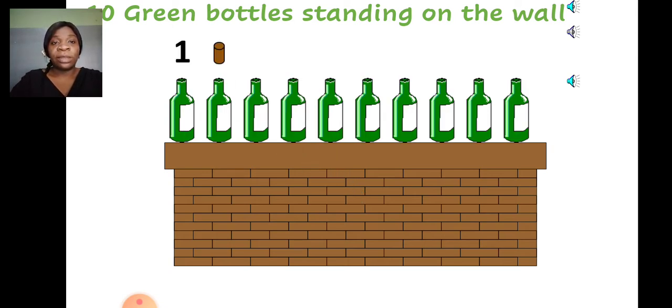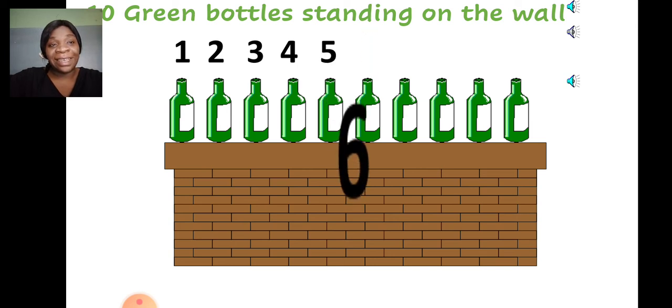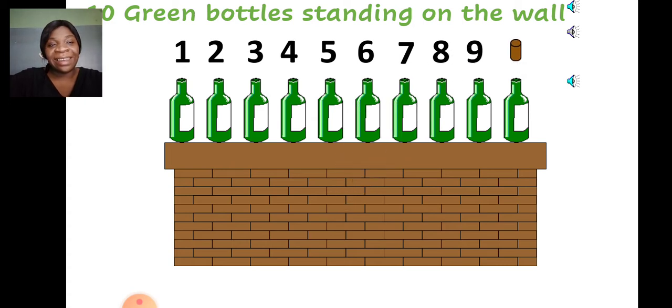1, 2, 3, 4, 5, 6, 7, 8, 9, and 10. Yes, we have 10 green bottles. All right, sing with me.